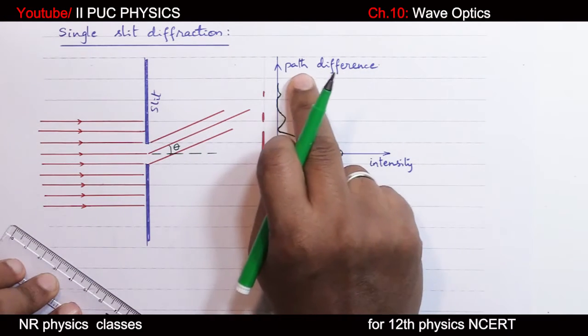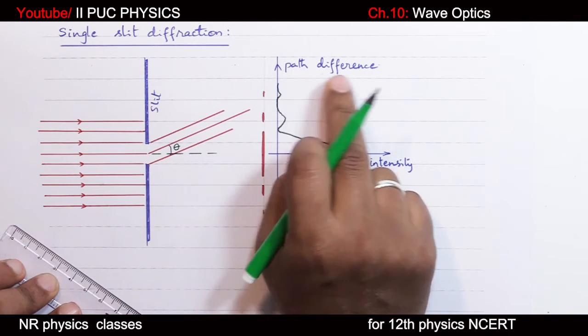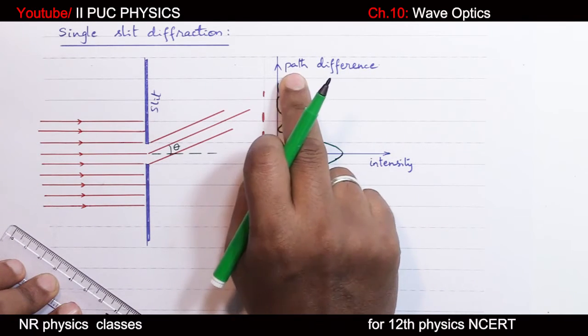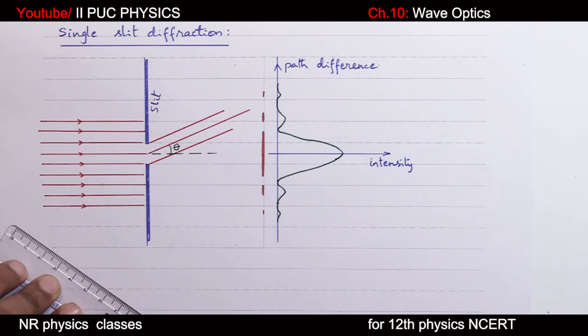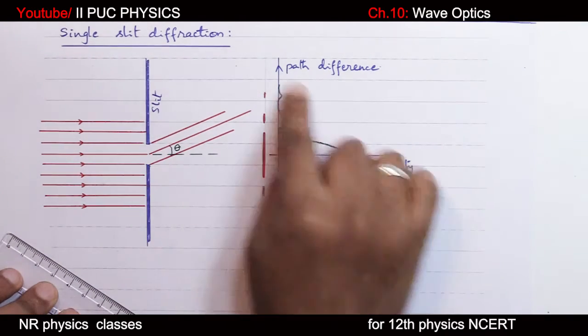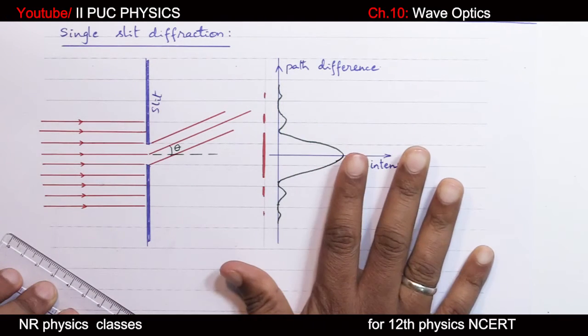Now how to find this path difference? For the time being, let me mention the path difference. After that I'll explain how to get the path difference. Okay. So this diagram is important. Now whatever I write, you don't have to copy.